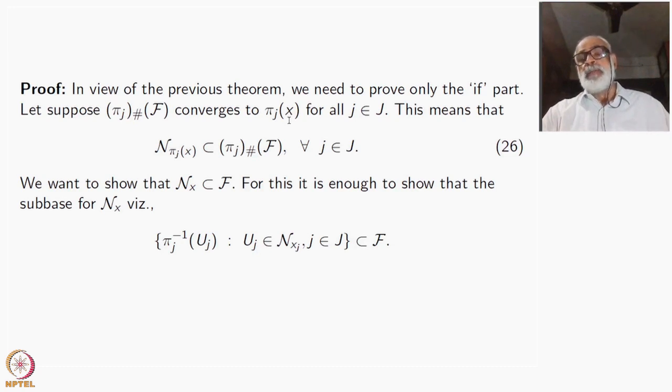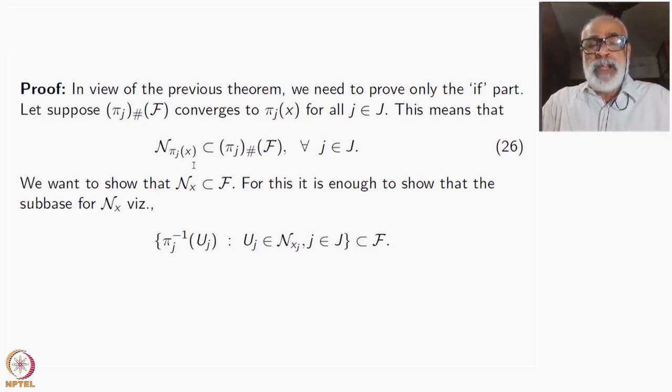So, only the if part remains to be seen. Let us suppose that π_j check of F converges to π_j of x for all j. What does this mean? The neighborhood system at π_j of x, inside the topological space X_j, is contained in the filter π_j check of F. This should happen for every j. But what we want to show is that the neighborhood system N_x in the product space X is contained inside F.